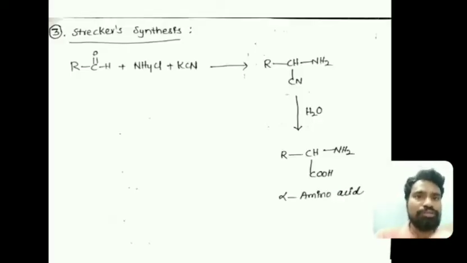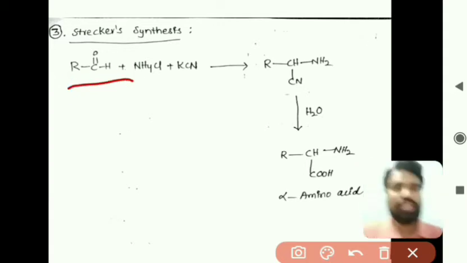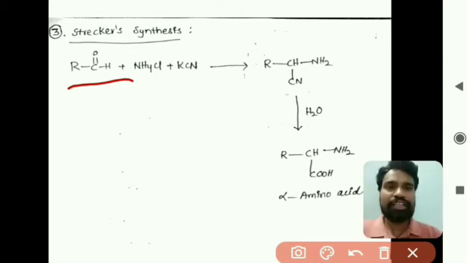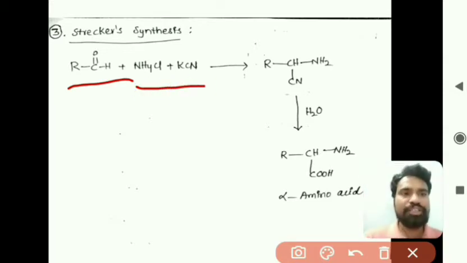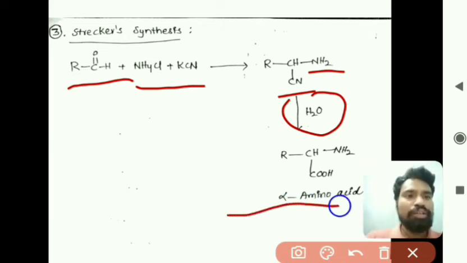The third method of synthesis of amino acids is Strecker synthesis. Strecker synthesis is one of the simple and useful processes for the preparation of amino acids. Here the starting material is aldehyde. This aldehyde is reacted with ammonium chloride and potassium cyanide. Then it forms amino cyanide. When it undergoes hydrolysis, we will get the alpha amino acid.